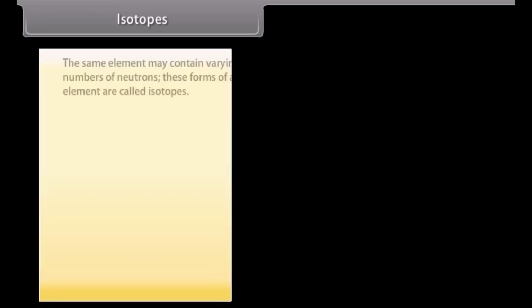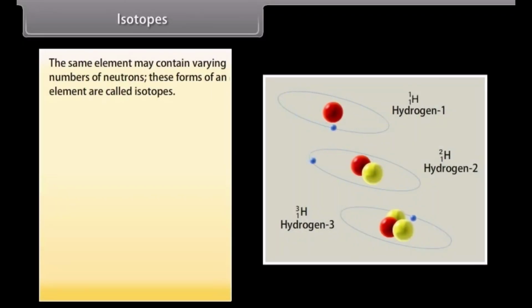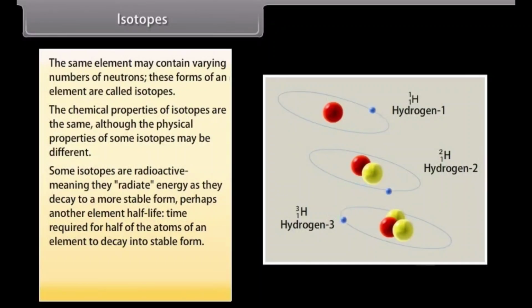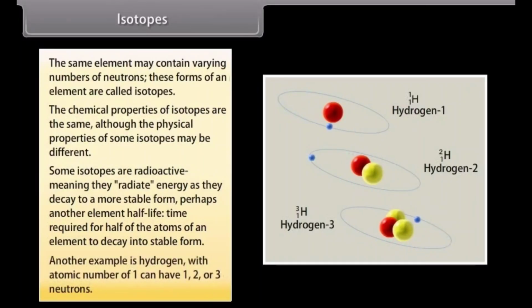Isotopes. The same element may contain varying numbers of neutrons. These forms of an element are called isotopes. The chemical properties of isotopes are the same, although the physical properties of some isotopes may be different. Some isotopes are radioactive, meaning they radiate energy as they decay to a more stable form, perhaps another element. Half-life: time required for half of the atoms of an element to decay into a stable form. Another example is hydrogen, with atomic number of 1, which can have 1, 2, or 3 neutrons.